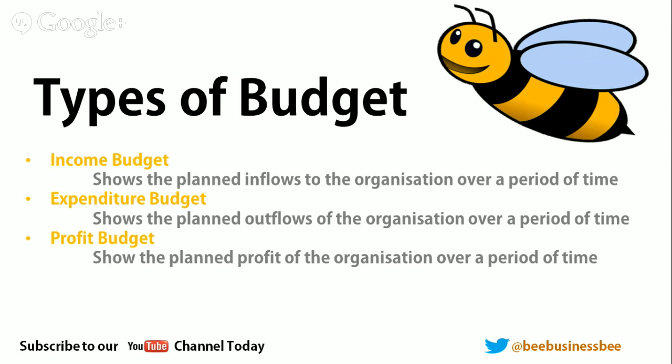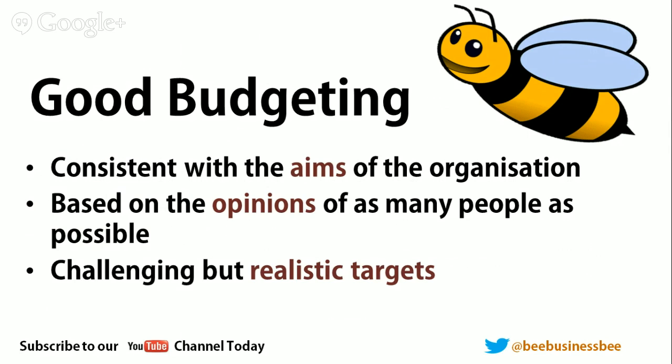Within budgeting, you should have an understanding of what makes a good budget. So within a good budget, it should be in keeping with the aims of the organisation, so it fits in with what the business aims are. It should be based on the opinions of as many people as possible, so you should try and tap into the expertise of people if you can within your organisation. You should set realistic targets or SMART targets, so making sure they are actually achievable, so they actually motivate and they don't demotivate people.